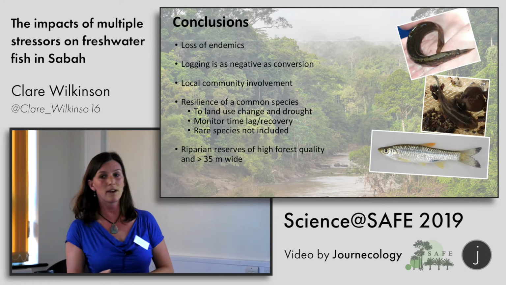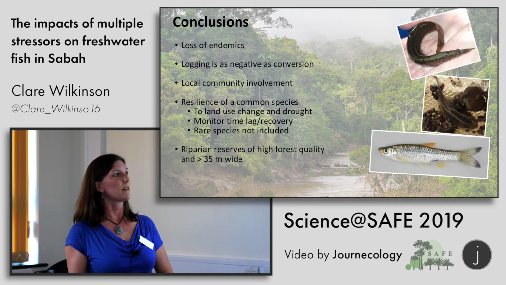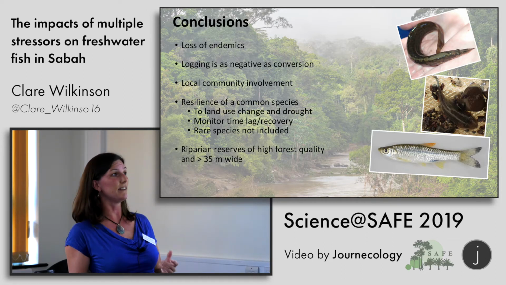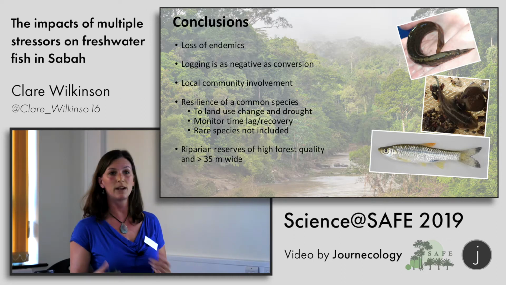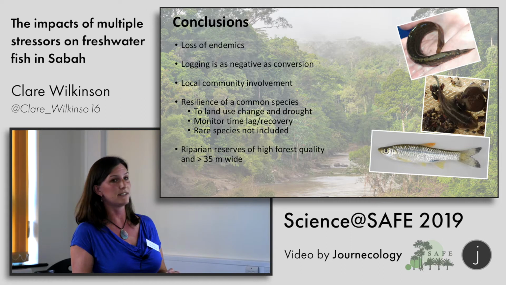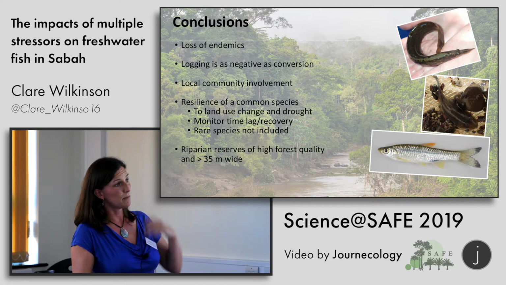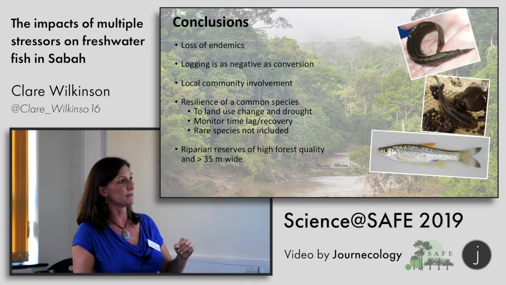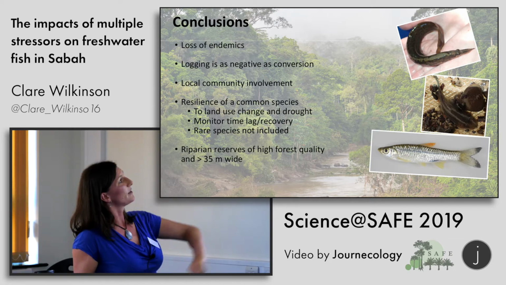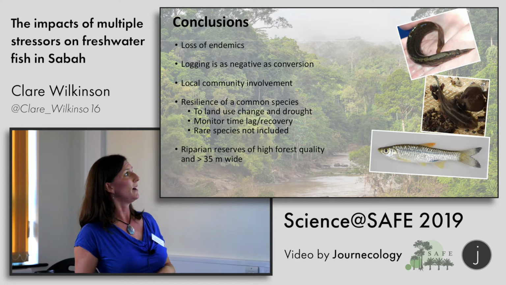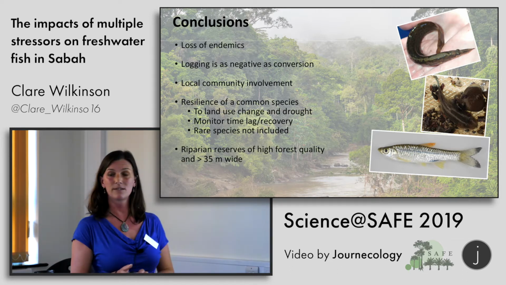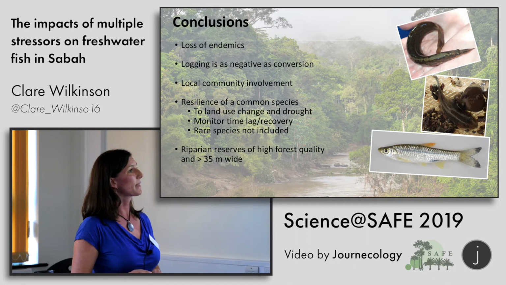And then to summarize, land use change has a huge impact on the freshwater fish communities with any disturbance, which is quite different to what you see terrestrially, where logged forests seem to maintain high levels of diversity. But in freshwater ecosystems, there seems to be primarily a loss of Bornean endemics, 3 of which are shown here. Logging is as negative in this area as conversion was for the freshwater diversity.